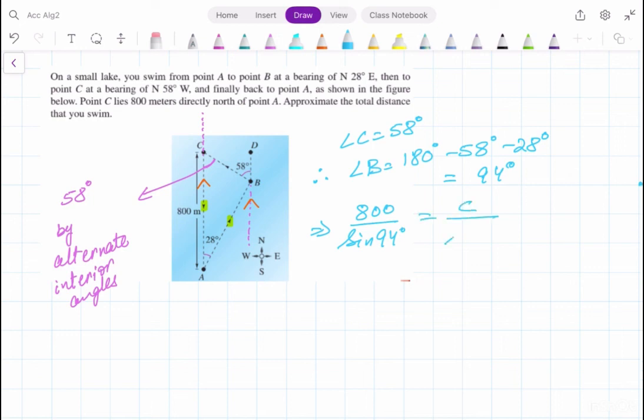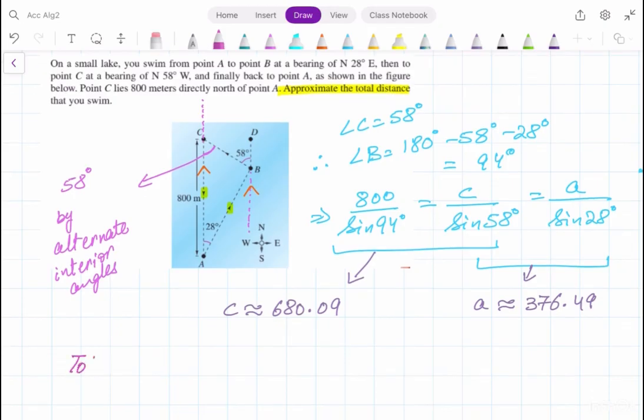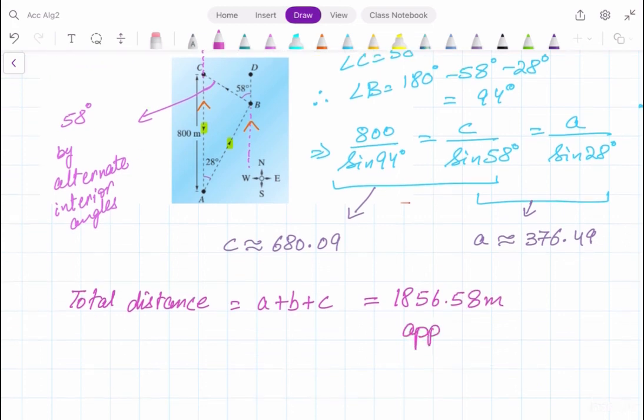Now, I want to know the side lengths because they want to find the total distance. So we are using the basic law of sine. We can use the ratio in two ways, one to get side c and the other to get side a. So c will be 680.09 and a will be 376.49 using the same principles we have discussed in the video so far. To get the total distance, add all the side lengths a, b, and c. That will give you a lovely answer of 1856.58 centimeters.